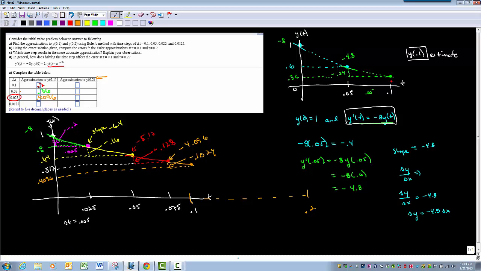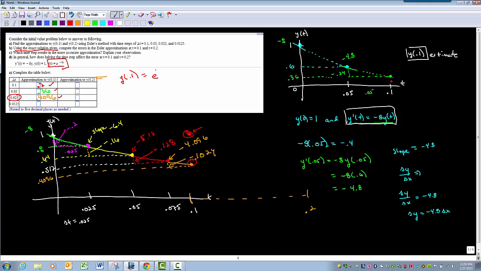Now, I'll quickly cover the next question. The next question asks you, using the exact solution, compute the errors. Each of these is an approximation to the exact value, which is given by this equation. So y at point 1, the actual height of the graph at point 1, is right here. This is an approximation, and this is the actual value, given by this equation.